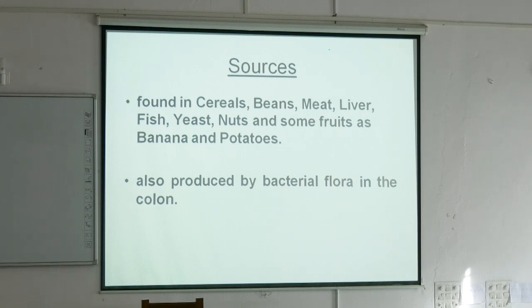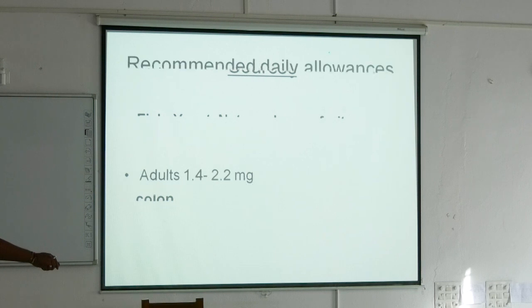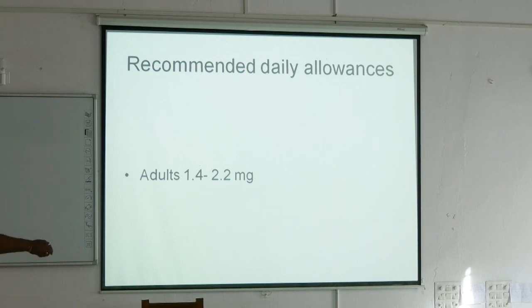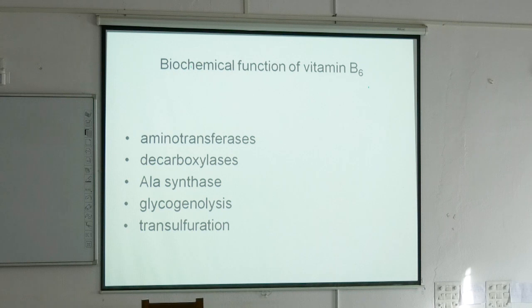Mostly it is available in all sorts of fresh leafy vegetables, fruits and meats, and it is also produced by the bacterial flora in our body. RDA is the same as what I mentioned before. If you say 1 to 2, it will provide marks.